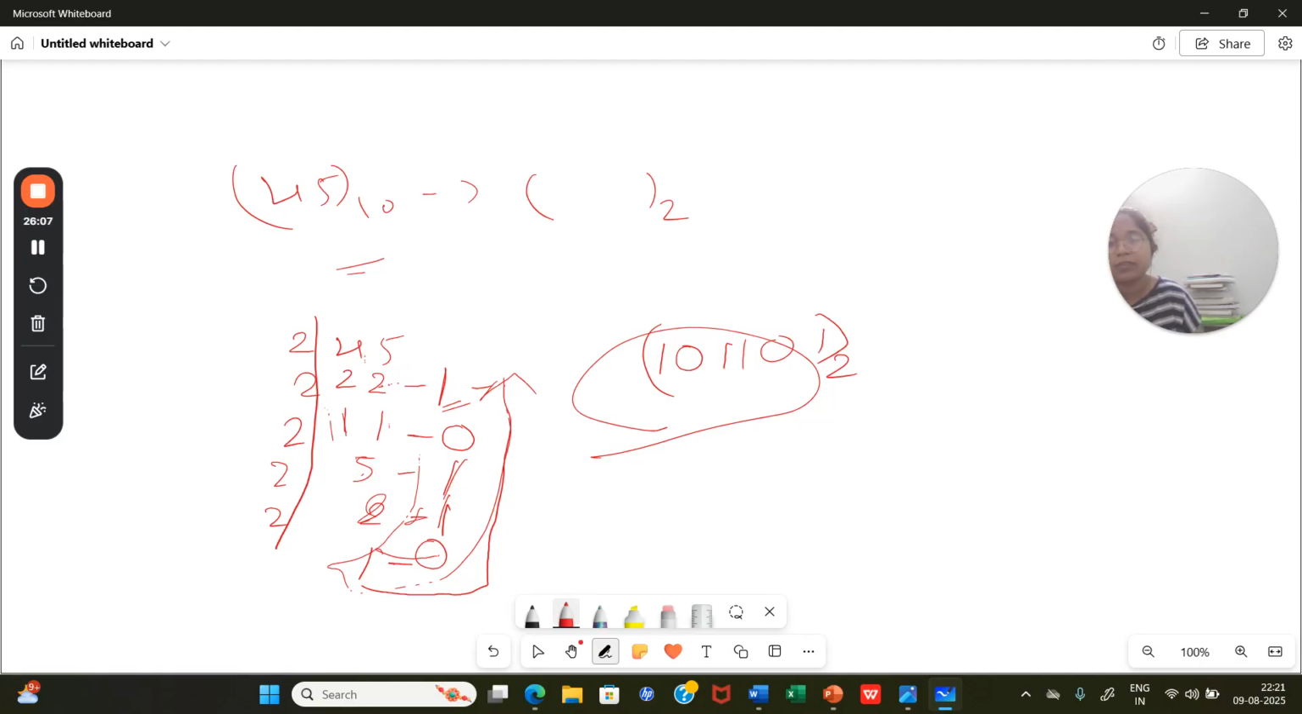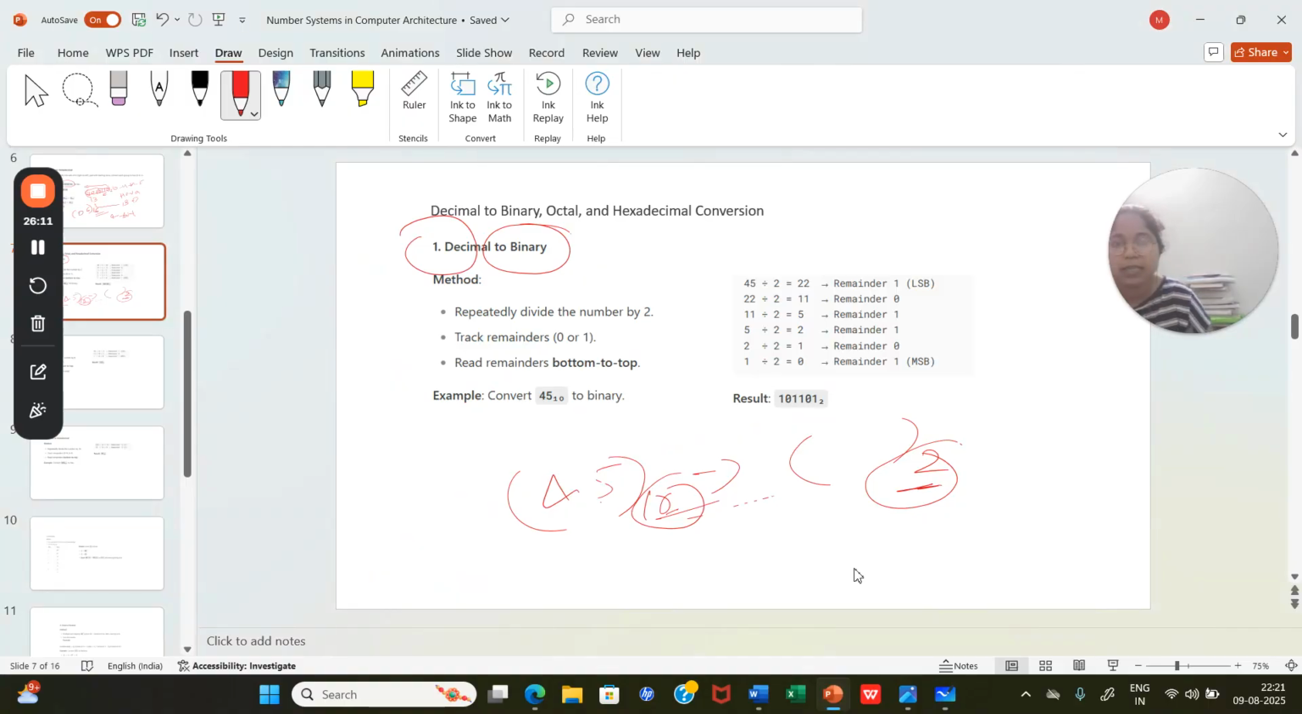So this is the answer. Let me check here. What is the answer we got here? Starting from this side, down to up, we are writing. The last bits we call MSB and LSB. I'll write here 1 0 1 1 0 1. This comes on the left side. The last digit of the LHS part we call the MSB, the most significant bit, and this one the least significant bit.